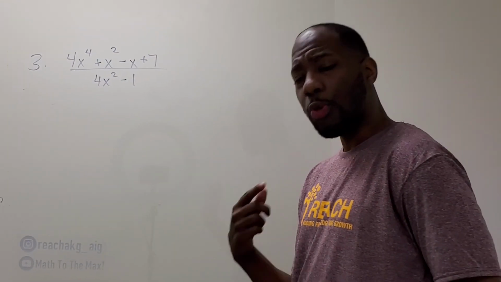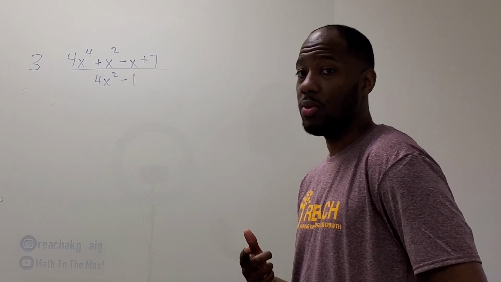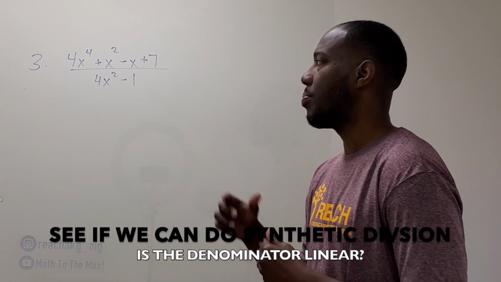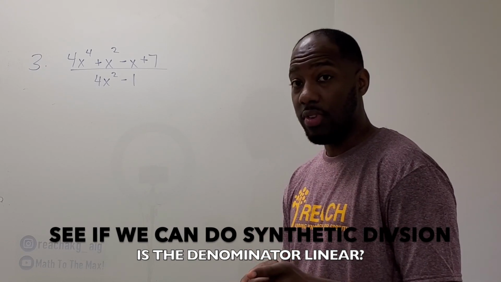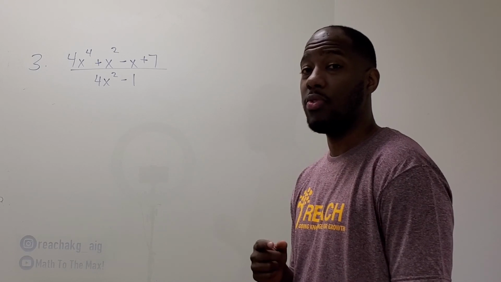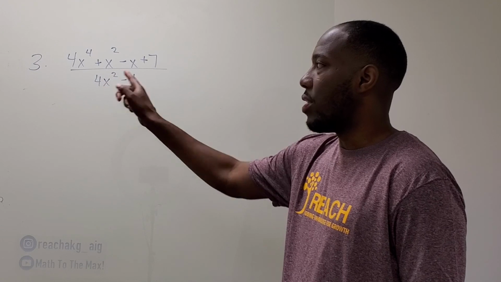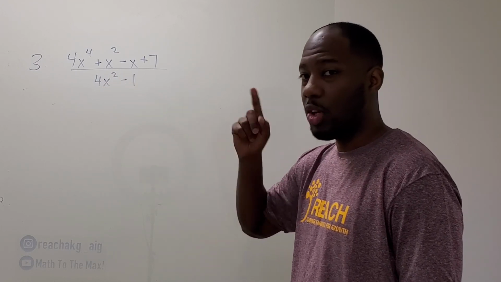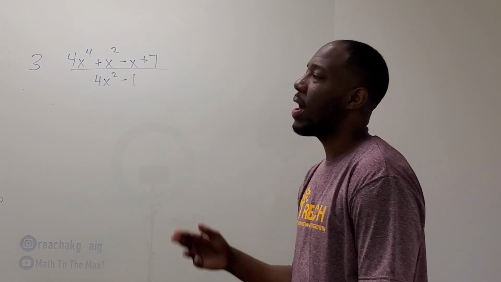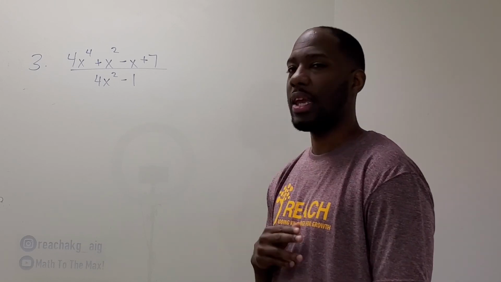All right, let's look at number 3. Number 3, the last one. So ask yourself, can you do synthetic division? So if you look up here, how do we know we can do synthetic division? If the denominator or the divisor is in the form of x and a constant. This is x squared and a constant. So this is no. You cannot do synthetic division. So in order to divide these, you have to do long division. So this problem cannot be done that way.